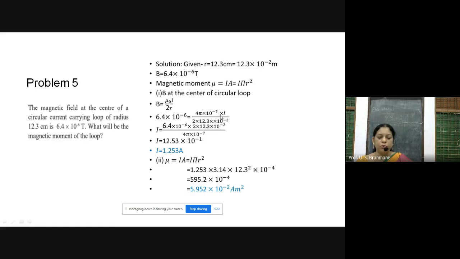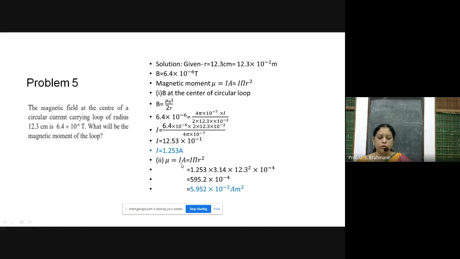Now I is unknown, take it on the left hand side, and all the known values on the right hand side. Once you do this, please calculate it at home. So that comes about I is equal to 12.53 into 10 raised to minus 1 ampere. This 10 raised to minus 1 means it is divided by 10, so it becomes 1.253 ampere. Now this value of I, you're going to substitute in this equation.